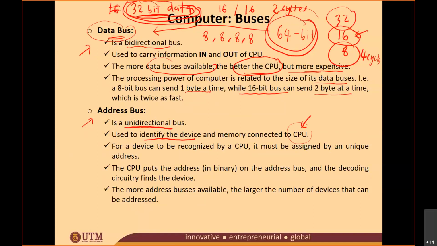For example, in order to send a letter or postcard to someone, you need to have your friend's house address. Without your friend's house address, you cannot send the letter or postcard to your friend. Similar to this one, the address bus contains the address of the devices and memory that are connected to the CPU.